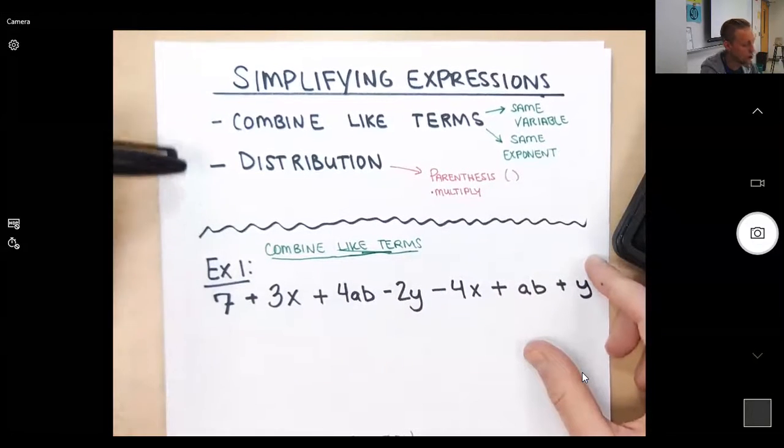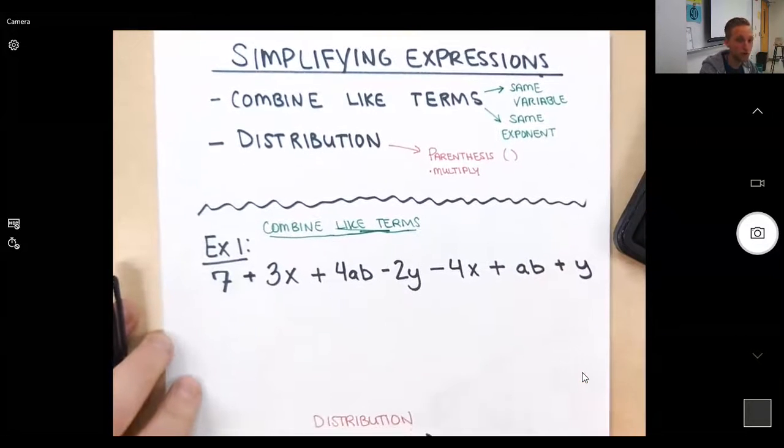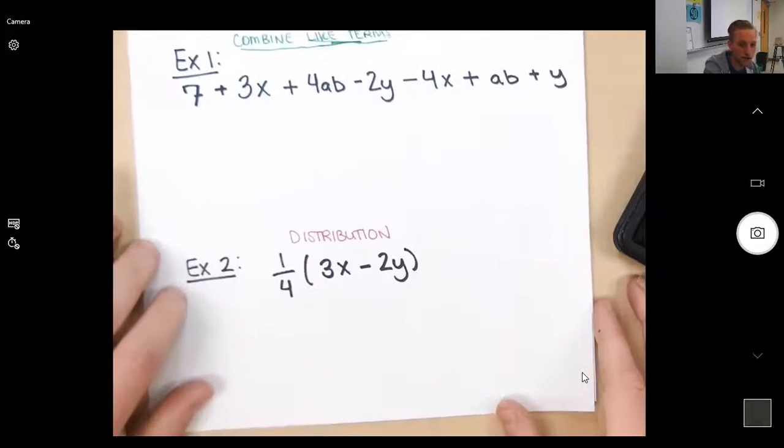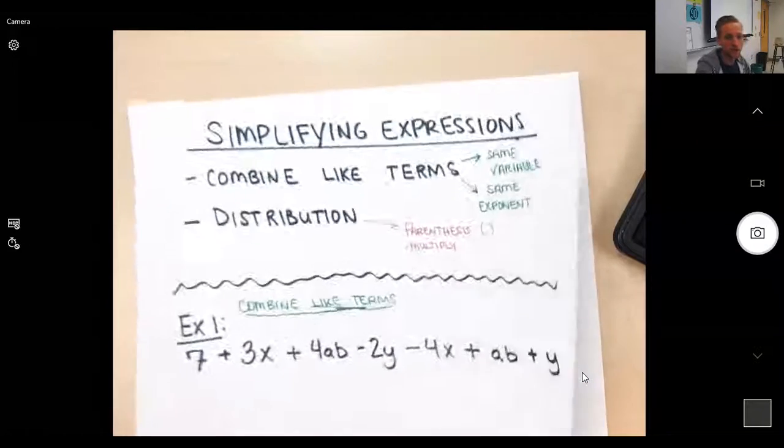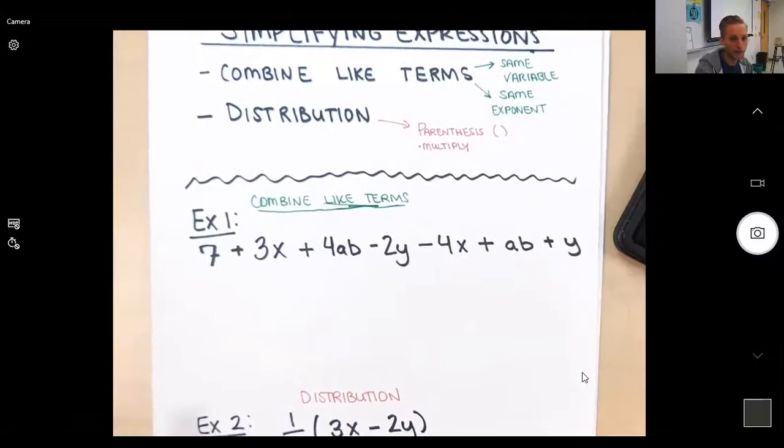So what I'm going to do is I'm going to do three quick examples over each of these. The first example will just be combining like terms. The second one will just be distribution, and the third one's going to be both. So I'm just going to work these out for you real quick.